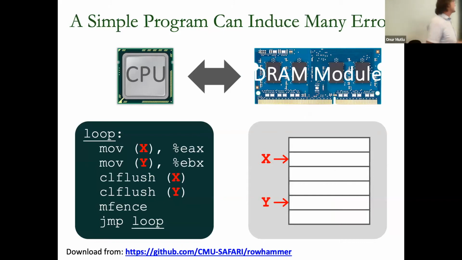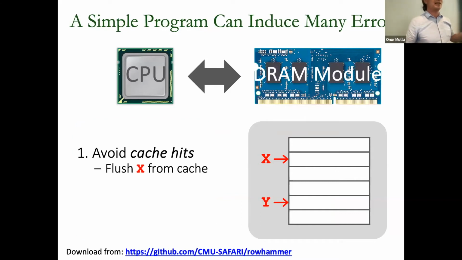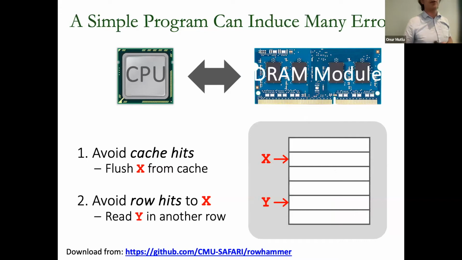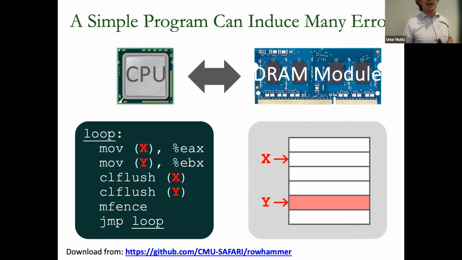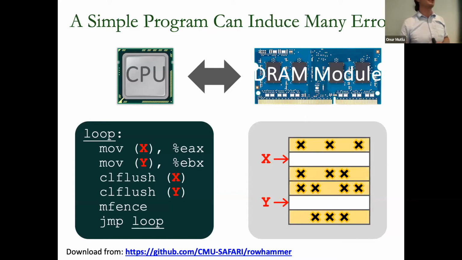What this code does is it selects addresses X and Y such that they map to the same bank. It basically avoids cache hits from the CPU and avoids row buffer hits in the DRAM, and ping-pongs activates to rows X and Y. And if the chip is vulnerable, you'll get bitflips.